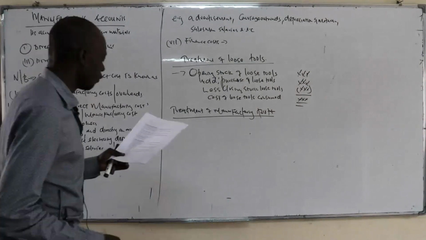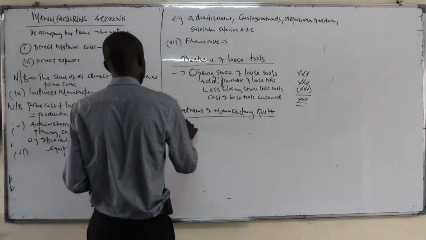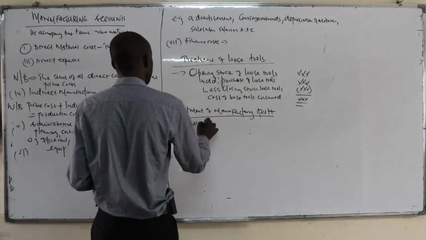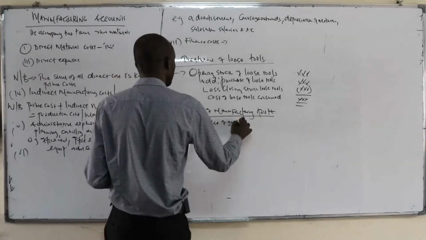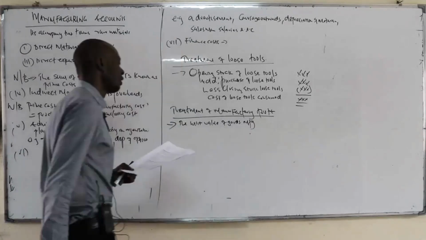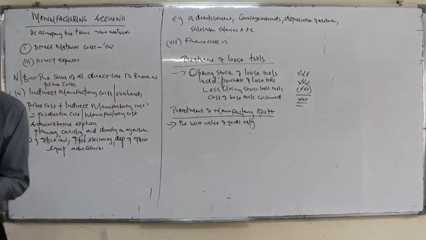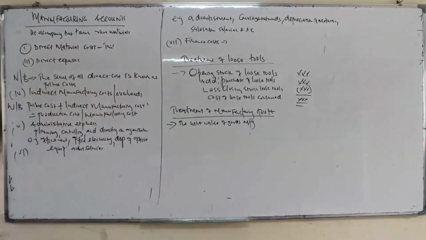The market value of goods manufactured should take the place of purchases in the trading account.